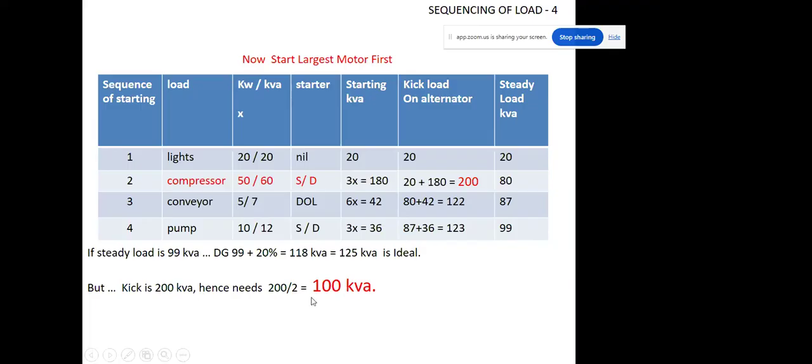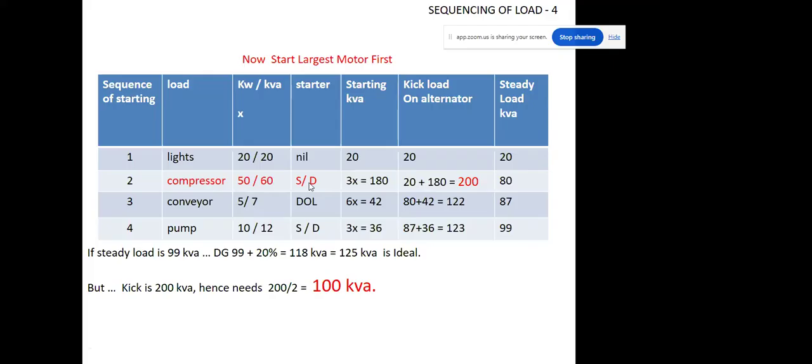But still, I say that for 100, if steady load is there, 125 kVA is ideal. Now, yes, I am satisfied. Yes, my selection is correct. But for that, we have to consider compressor to be started at the second place with star delta starter and not with direct online. So these are the starting sequence and importance of using the starter.